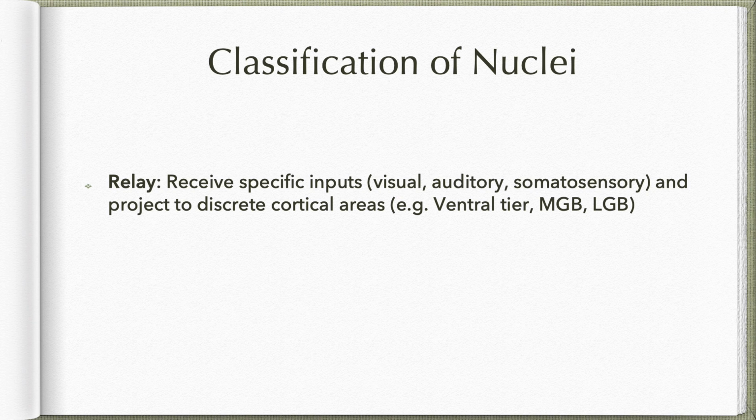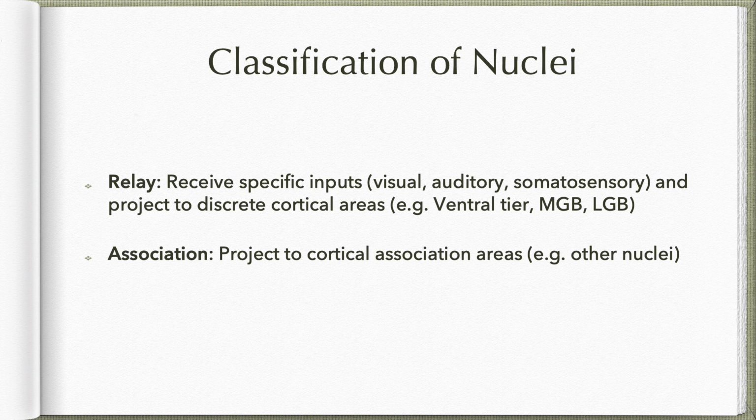So they belong to relay nuclei. They are the specific nuclei. So the nuclei which are included in this group include all the nuclei in the ventral tier, medial geniculate body and lateral geniculate body. So all of them have specific functions. They receive input from a specific area and they project to a specific area in the cerebral cortex.